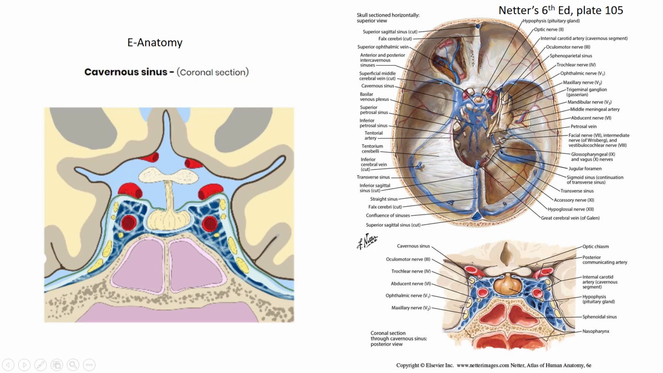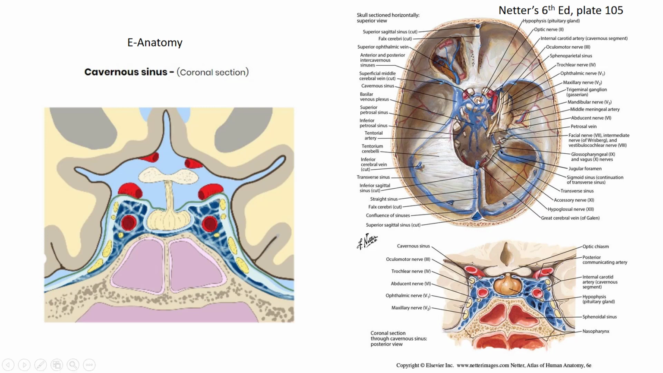So we have that same image that we saw in the previous slide here from Netter's. Slightly different view than the E anatomy, but still very similar. In this view, you've got the tentorium cut away on the left side of the patient, and it's intact over here on the right. You've got the straight sinus coming down to the confluence, and the transverse sinus becoming the sigmoid sinus, and then dropping down through the jugular foramen to become the jugular vein.